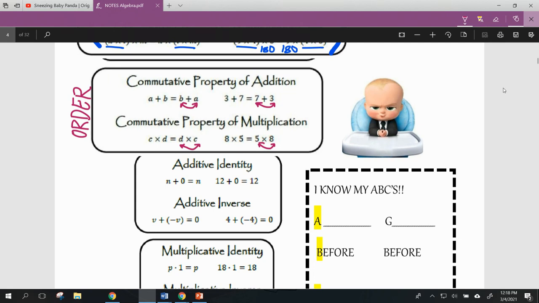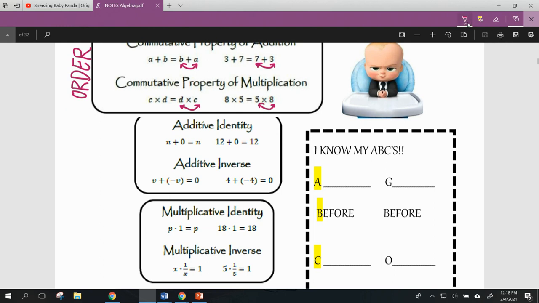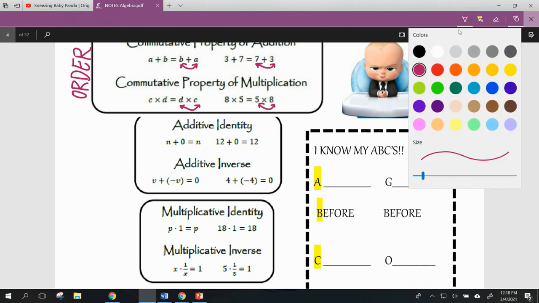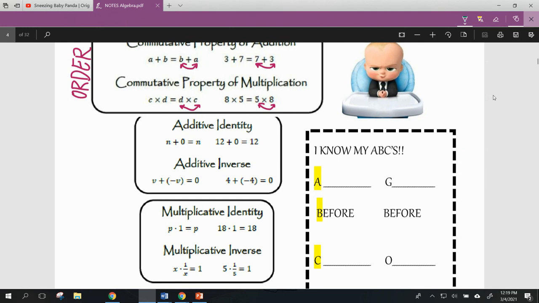Okay, then the next thing we have are our identity properties. We'll talk about the additive inverse in depth a little later throughout this unit, but we'll kind of go over them while we're here. All right, the identity properties, though, is what I want us to focus on first.